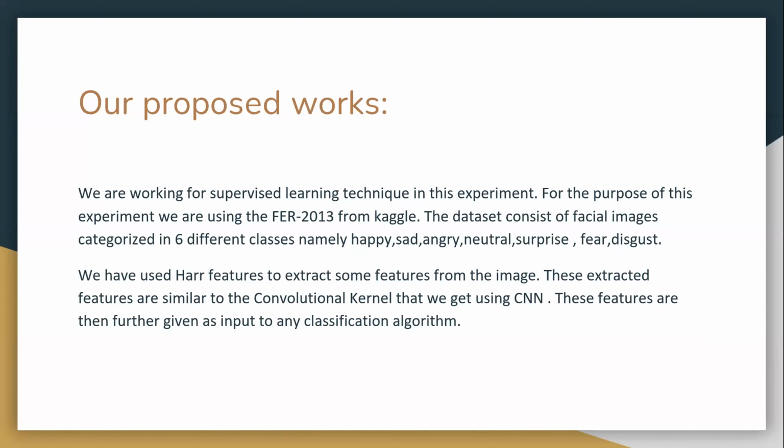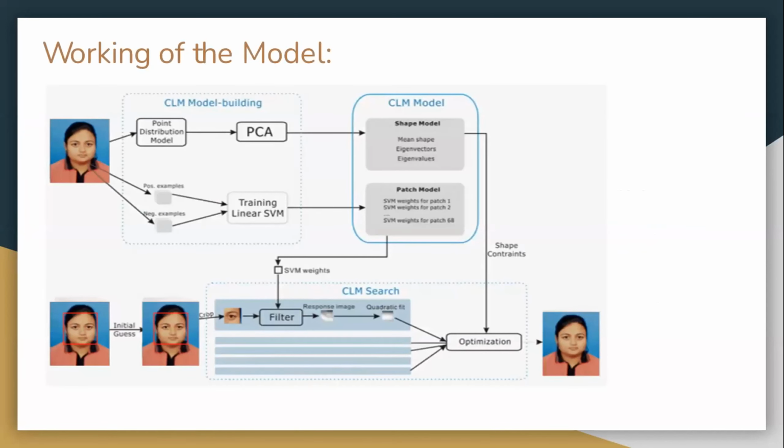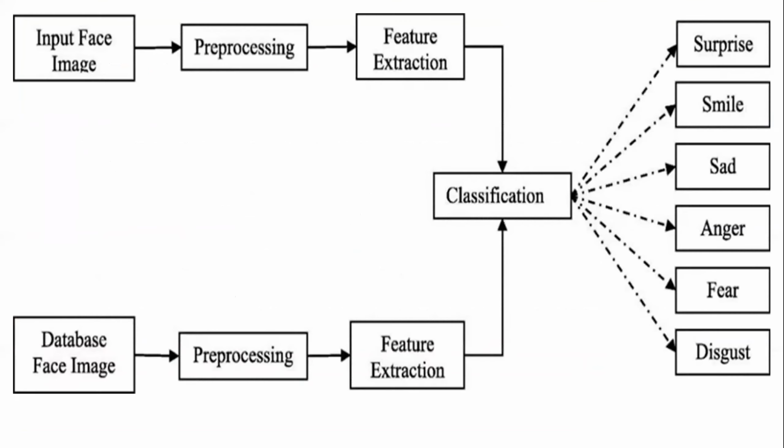After that we have used the SVM classifier, which is used to find the optimal boundary between the possible outputs. We have used the Haar cascade here because it works using PCA. So this is the working of our model, and this is the emotion detection. There are six types of emotion we have detected in the paper: surprise, smile, sad, anger, fear, and disgust.